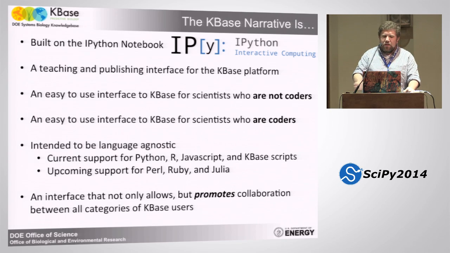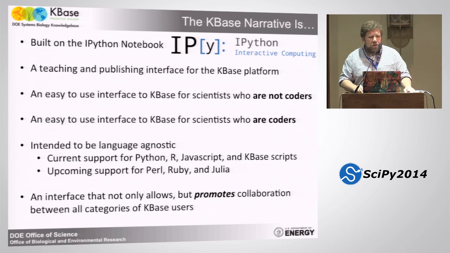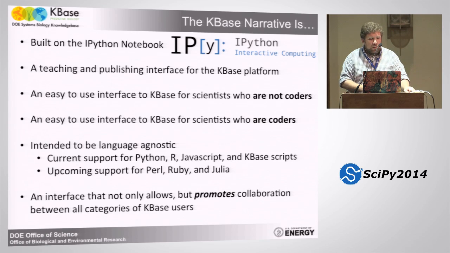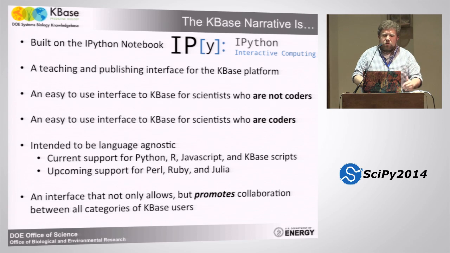Some more detail. This is intended to be language agnostic. Currently, we have support for Python, R, JavaScript, and our own KBase scripts. And we have upcoming support, hopefully, for Perl, Ruby, and Julia, which are also up and coming in the bioinformatics field. And really, this is an interface where we don't just allow collaboration, but we promote collaboration between the coding types of users and the experimentalist users.